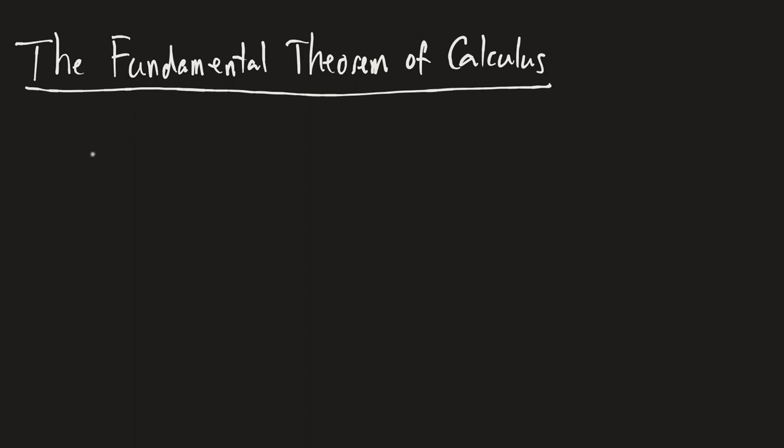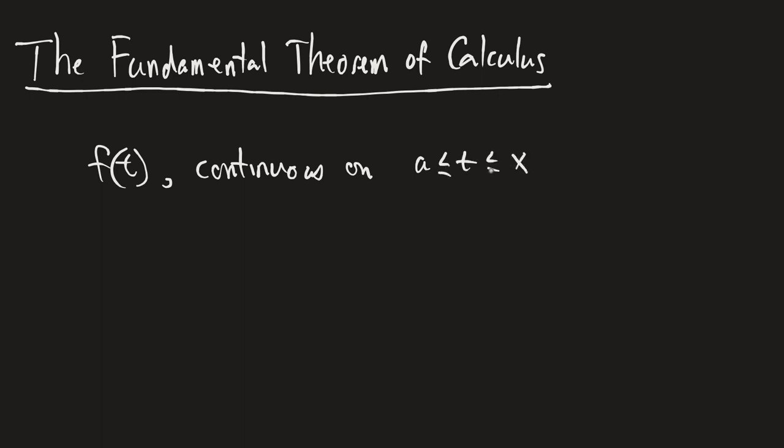So let's get started. Just as a reminder, we have a function, and we're using t as the variable for this function. And this function is continuous on the interval a to x, right? And then we define the area function to be, again, the integral from a to x of f of t dt.